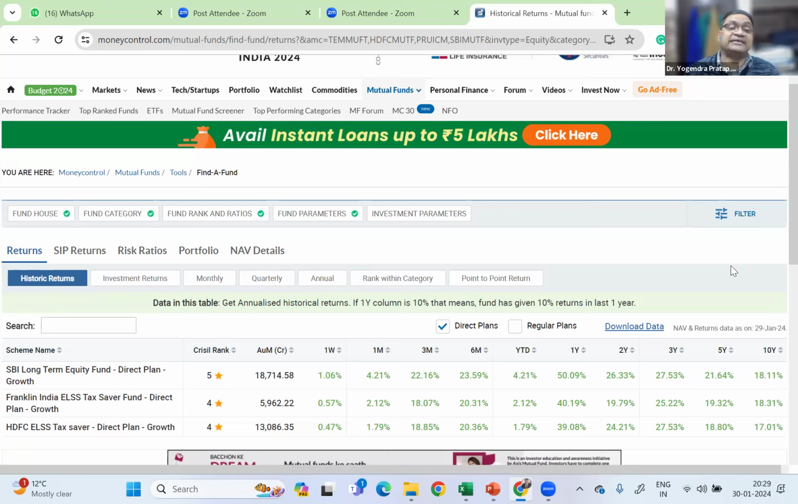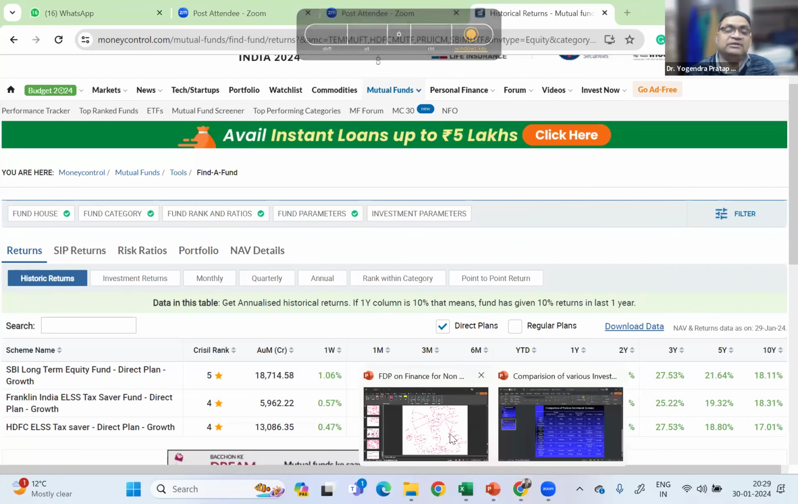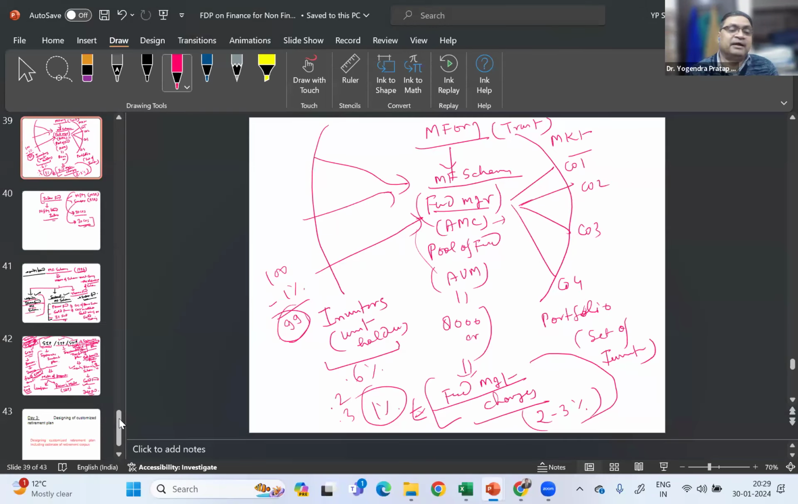HDFC ELSS tax saver. The fund manager has a corpus of 13,086 crore rupees. Asset under management means the corpus they have, the pool of fund they have for the investment into the market for their diversification. So I hope you have understood. Now the most innovative product, as I told you, is the ETF. At least ETF.